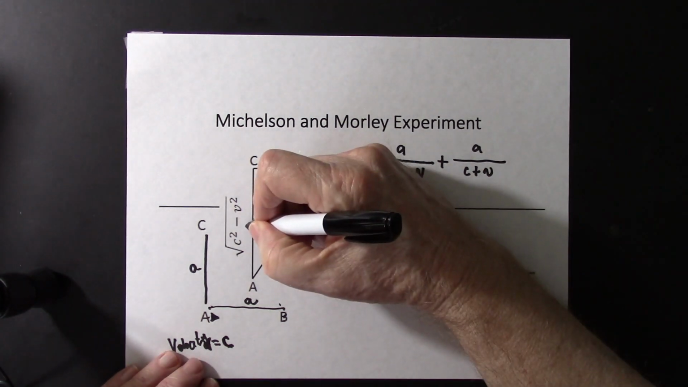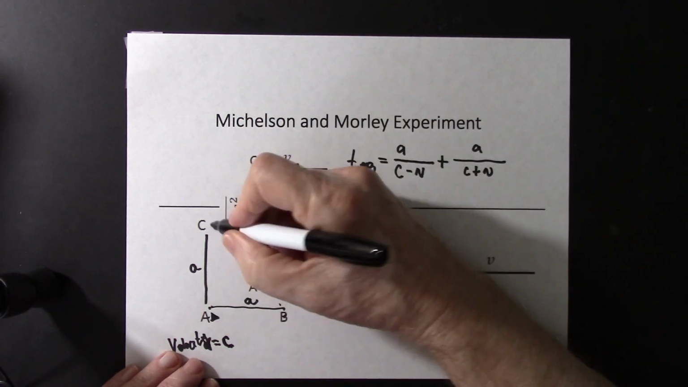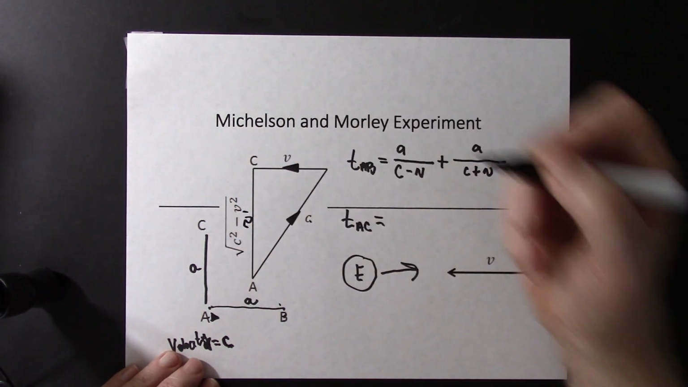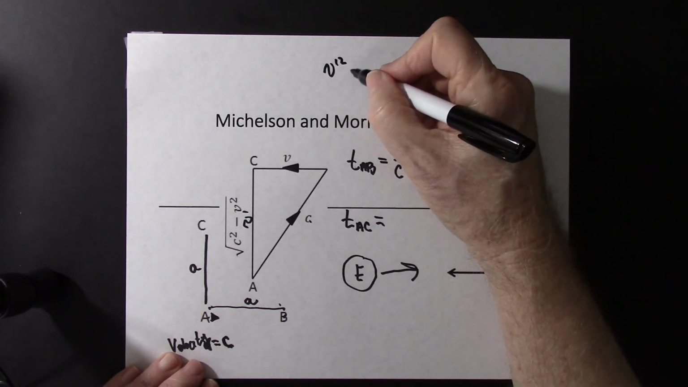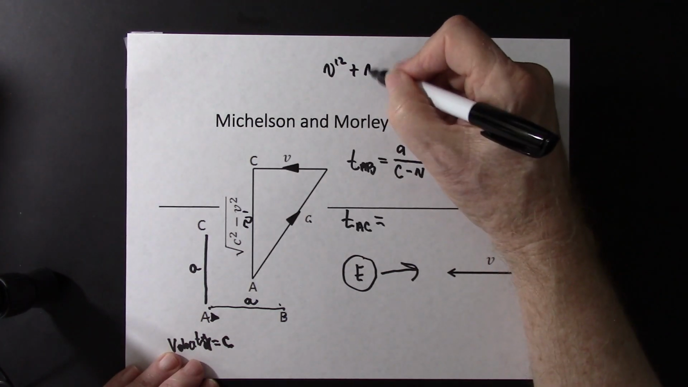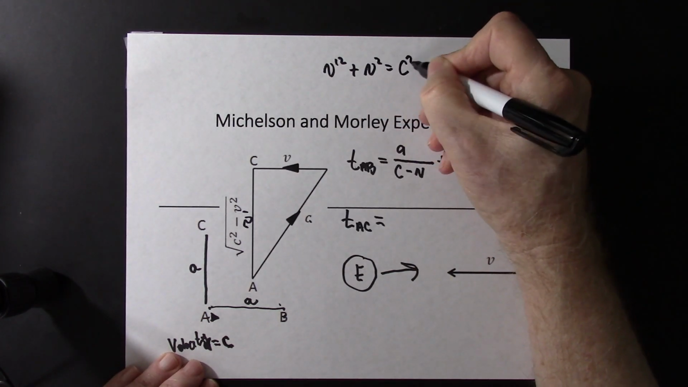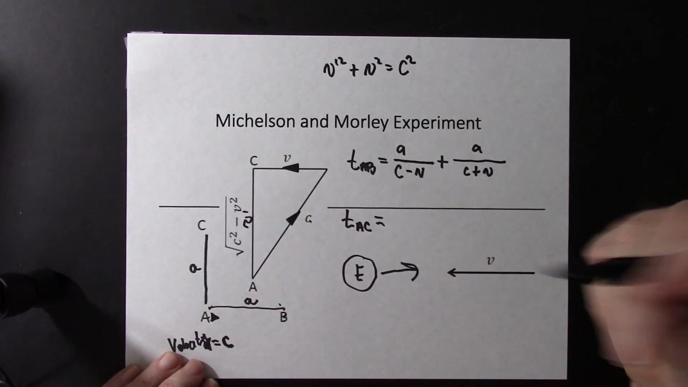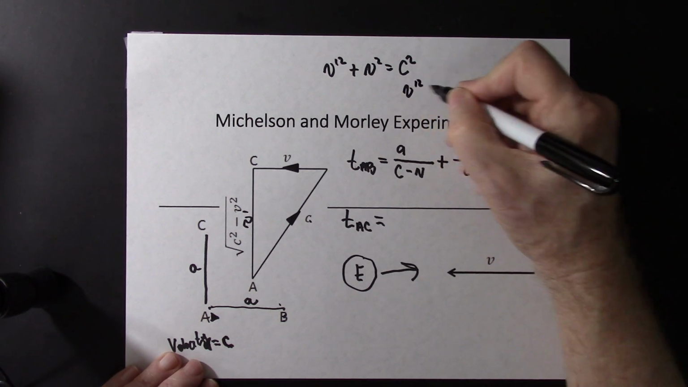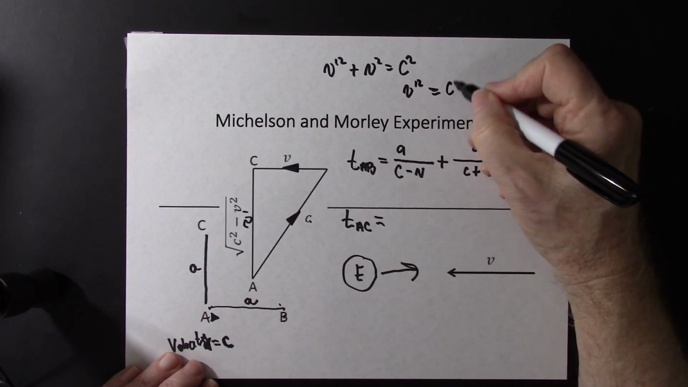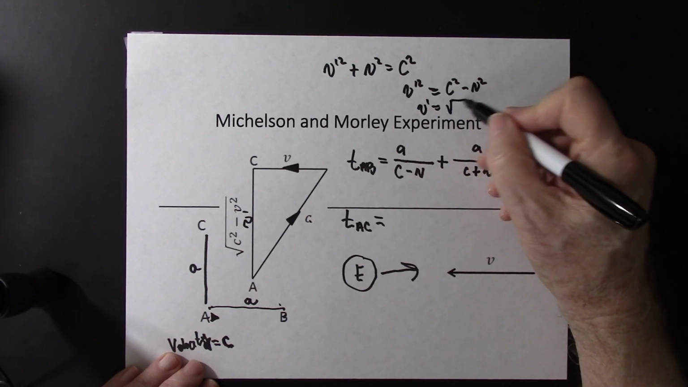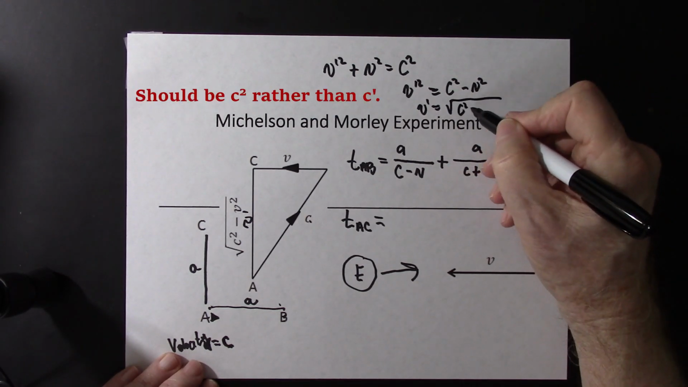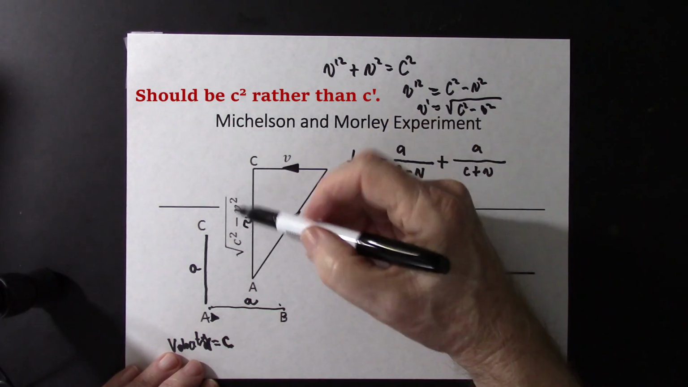But we will call this distance here AC, that's that distance, v prime. And so if we use the Pythagorean theorem, we'll get v prime squared plus v squared is equal to c squared. This is the hypotenuse of a right triangle. We can say that v prime squared is equal to c squared minus v squared. v prime is equal to the square root of c squared minus v squared. And that's just this.